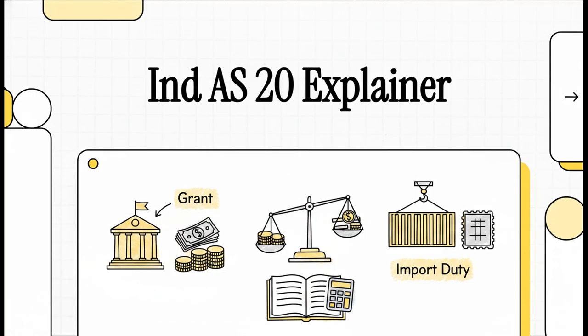Today, we're taking a really complex real-world accounting scenario and breaking it down into simple, actionable steps. You know, if you've ever tangled with the intricacies of government grants and import duties, you know exactly how fast things can get complicated. So let's jump right in.